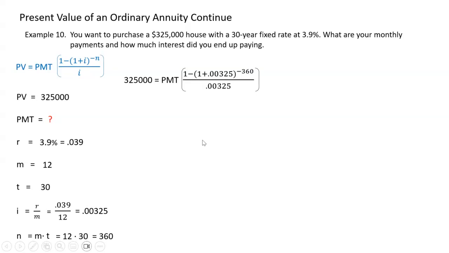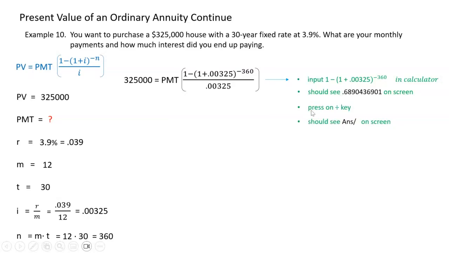And now, again, we're going to do it in one step on the calculator, guys, so you can eliminate some of the mistakes. So we're going to enter the numerator into the calculator: 1 minus open parenthesis 1 plus 0.00325 close parenthesis to the power of negative 360. After you input that, this is what you should see on the screen: 0.6890436901. Then you're going to hit the division key. Then you're going to enter the 0.00325. And this is the result.